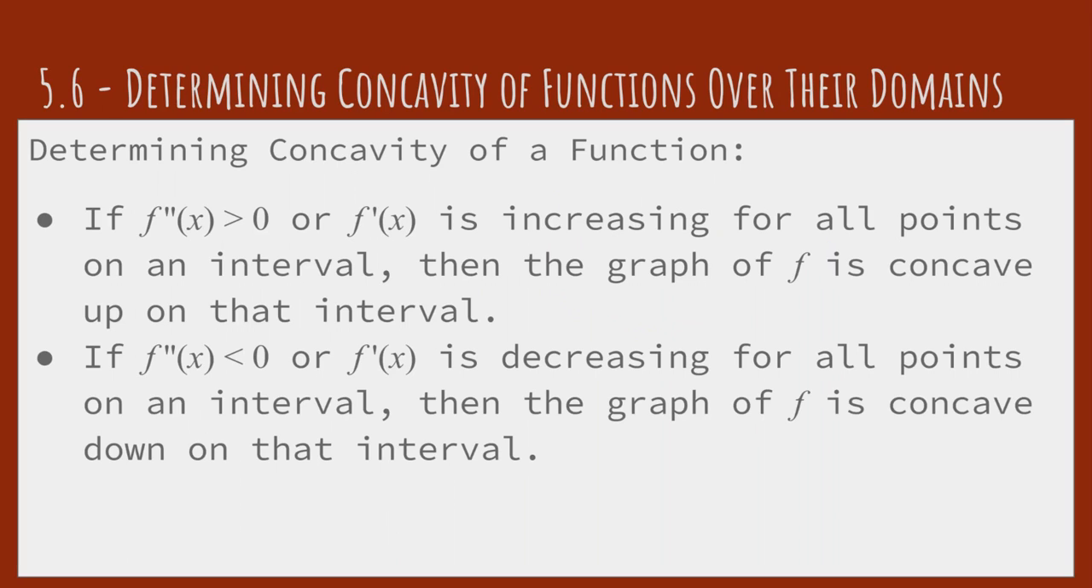There are a couple of different things that we could look at if we want to determine concavity. The first is the second derivative. This is usually the way that we'll think of it first. If the second derivative is positive, that's the same thing as saying that the first derivative is increasing. Then the graph of the function is going to be concave up. If the second derivative is negative, which is the same thing as saying that the first derivative is decreasing, then the graph of the function is going to be concave down.